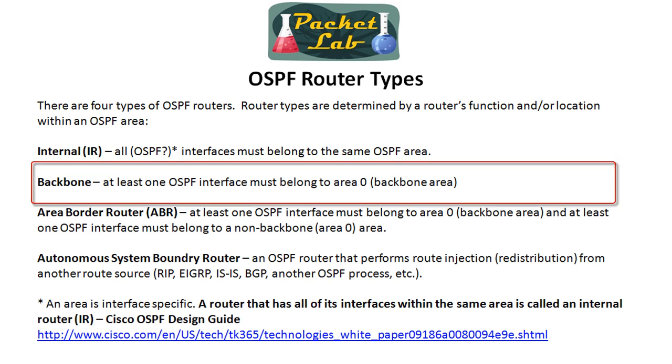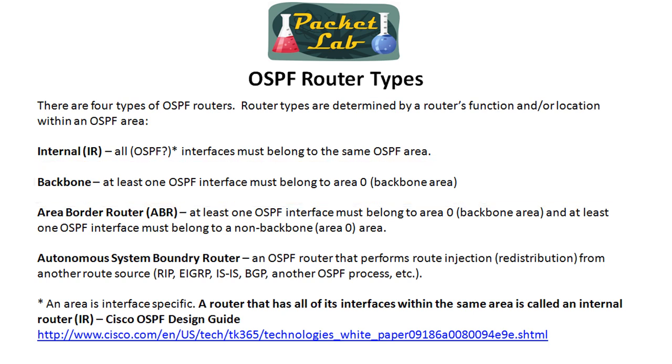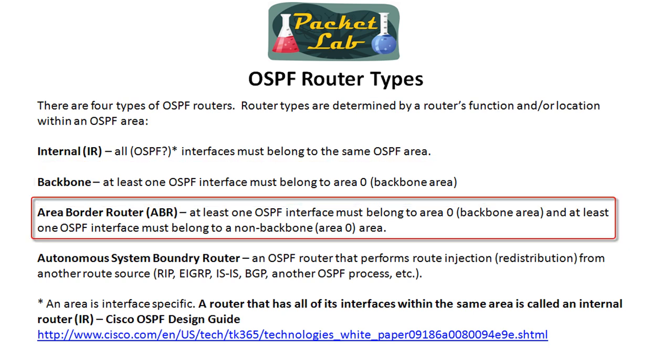Okay, and a backbone router simply means it's any OSPF router that has at least one interface that's belonging to area 0, and in OSPF area 0 is a special area. It's referred to as the backbone area. Next up is the area border router, or ABR.